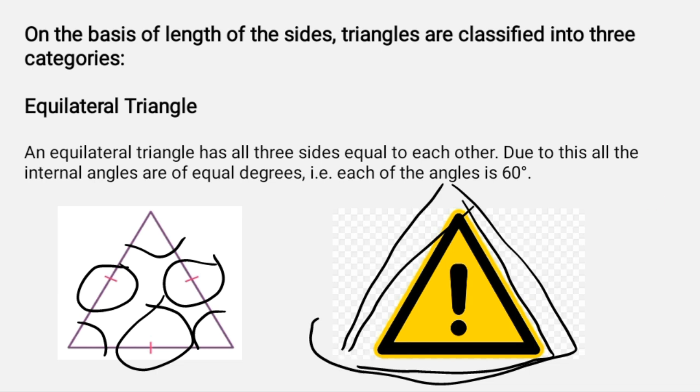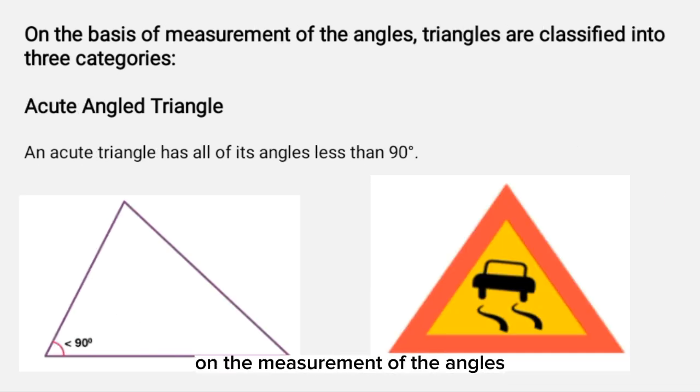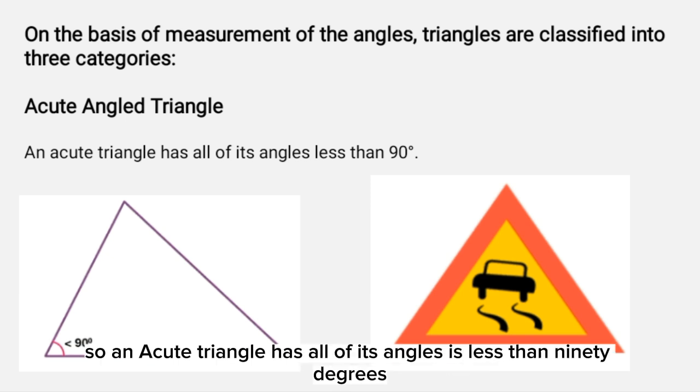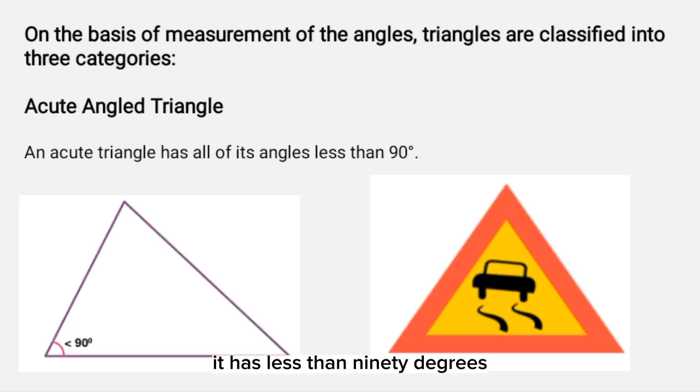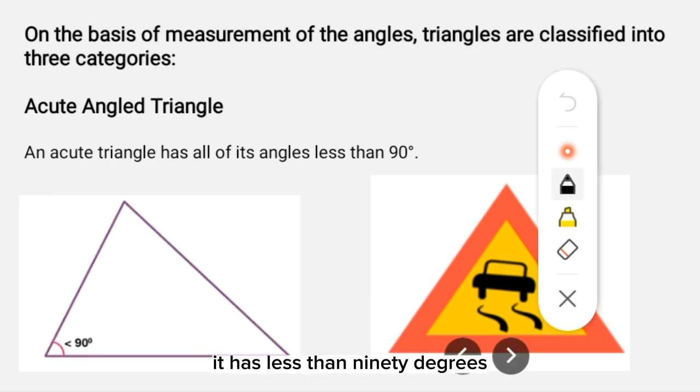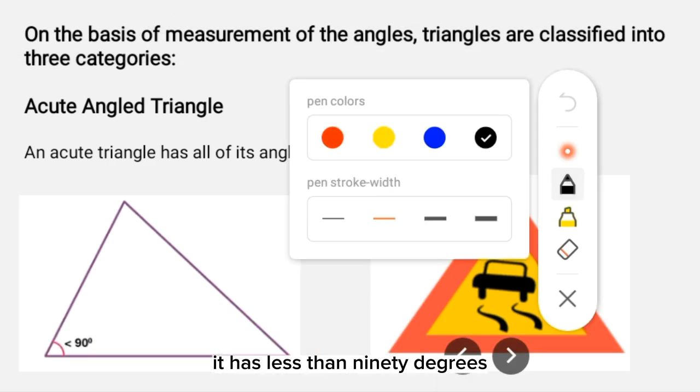Okay, so now let's proceed to the measurement of the angles. The first category is the acute angled triangle. An acute triangle has all of its angles less than 90 degrees. It has less than 90 degrees.